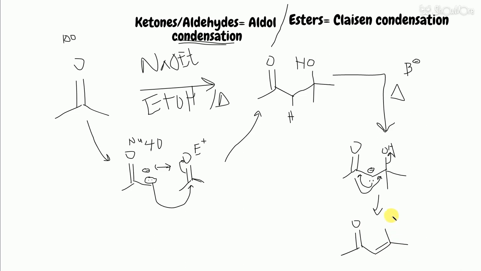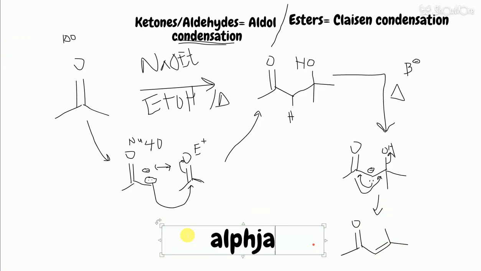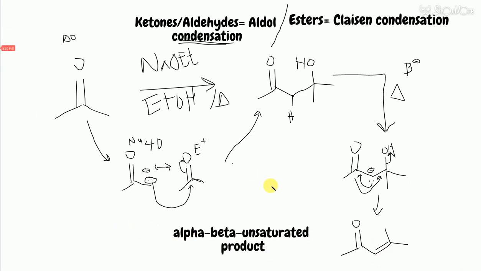I get this. And so what we call this is the alpha beta unsaturated product. This is alpha, this is the beta. Notice how the alcohol is on the beta carbon in the final product. Okay, and so this is what we get.